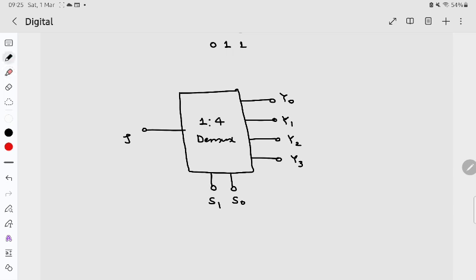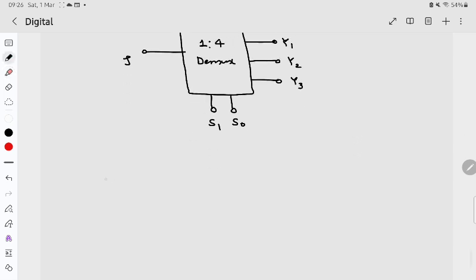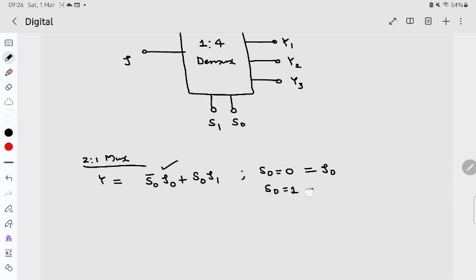Okay. Now the boolean expression. For a mux, the boolean expression means the relationship between the input and the output variables. For a 2 is to 1 mux, y is the output, only one output is there. So the expression will be y equals S0 complement I0 plus S0 into I1. If you give S0 equals 0, you will have only the first term, so you get I0. And if you give S0 equals 1, you will get I1.